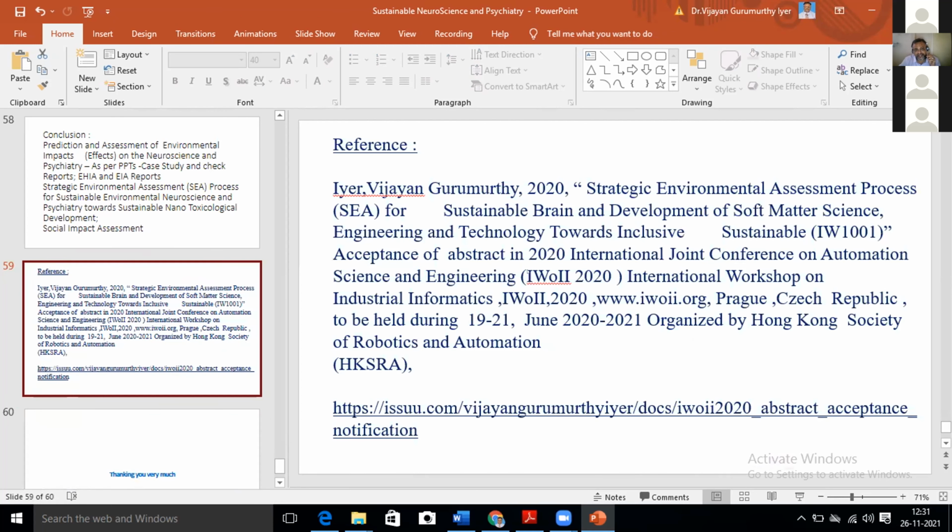The reference is Iyer, Vijayan, Gurumurthy, 2020, Strategic Environmental Assessment Process for Sustainable Brain and Development of Soft Matter Science, Engineering, and Technology towards Inclusive Sustainability, accepted as an abstract in the 2020 International Joint Conference on Automation Science and Engineering, that is Sustainable Automating Future, International Workshop on Industrial Informatics, IWOII, Prague, Czech Republic, Hong Kong Society of Robotics and Automation. It is a sustainable goal of sustainable automating future.